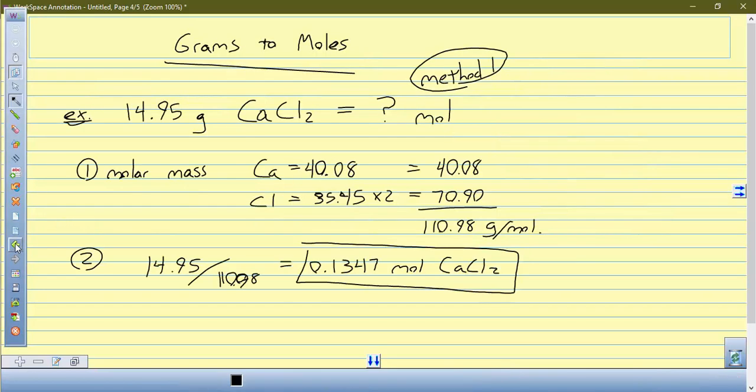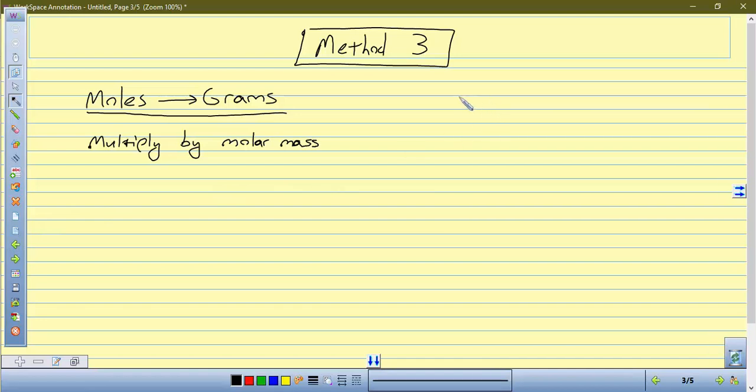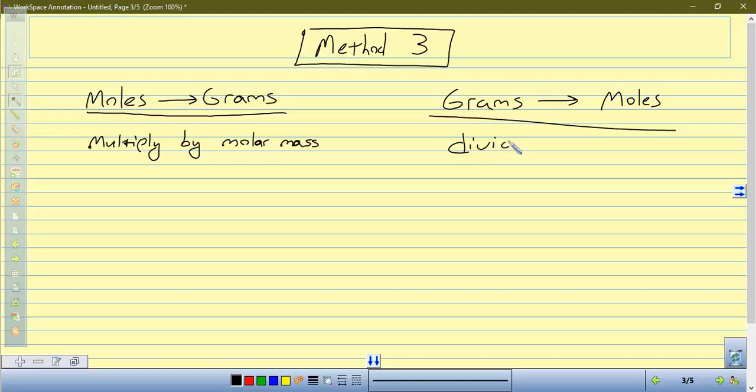Method 3 is use the cheat sheet. You can't remember anything. I'm going to add to my cheat sheet here: grams to moles, divide by molar mass. Okay, and that's it. These are the only two things you're going to run into when you're doing mole and gram conversion problems. I've given you 3 different methods to use. I highly recommend that you just pick the one that makes the most sense to you, that works the best for you. You do not need to learn all 3 of these. Just find one that works and stick with it.